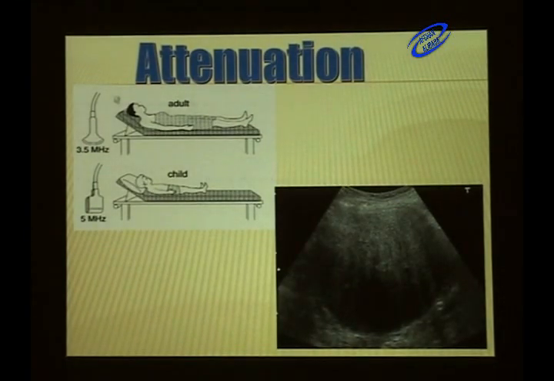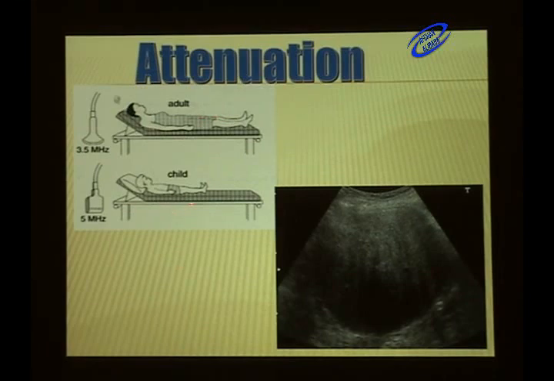Another example of attenuation: an adult and a child. Adult has more body mass as compared to a child, therefore there will be more attenuation. To overcome more attenuation, we will require a transducer with lower frequency, because that will have more power of penetration. That is the reason that we use 3.5 MHz transducer for adult scanning.